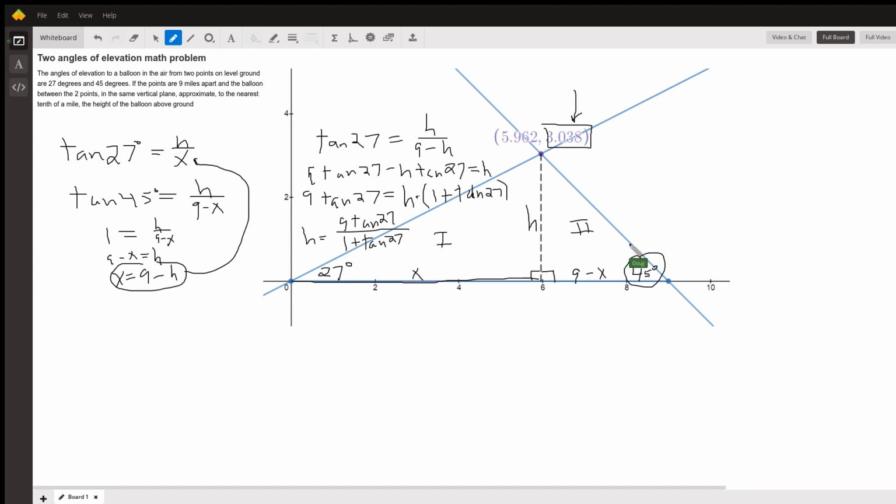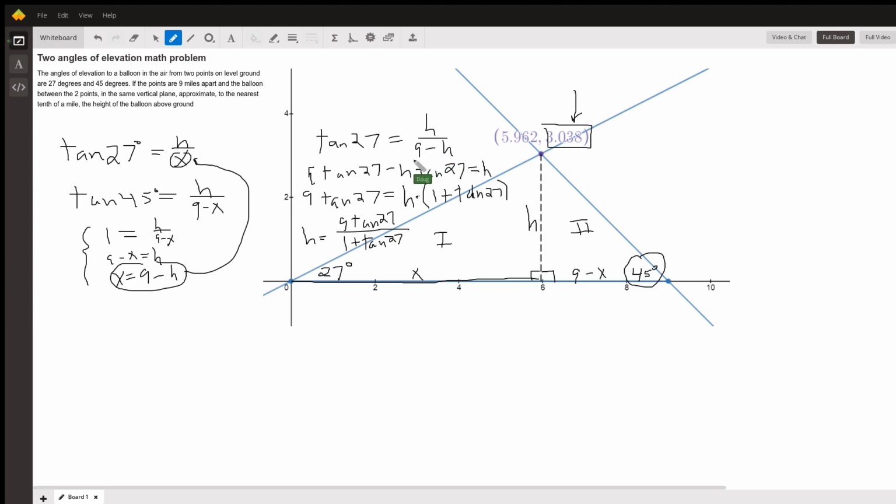The fact is, this problem would be a little bit harder if this angle wasn't 45 degrees, but the tangent of 45 is 1. So that must mean that these two legs, h and 9 minus x, are equal, which I've kind of shown right here. And I solved it for x so that I could substitute into the other equation. So I replace this x with 9 minus h right here. And then I solved this equation for h.